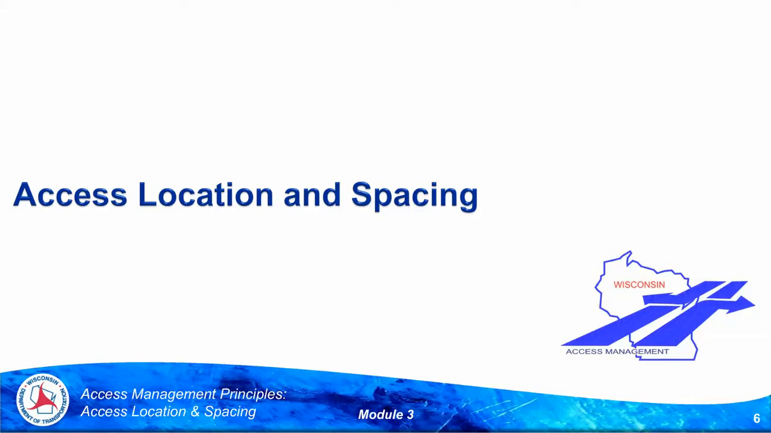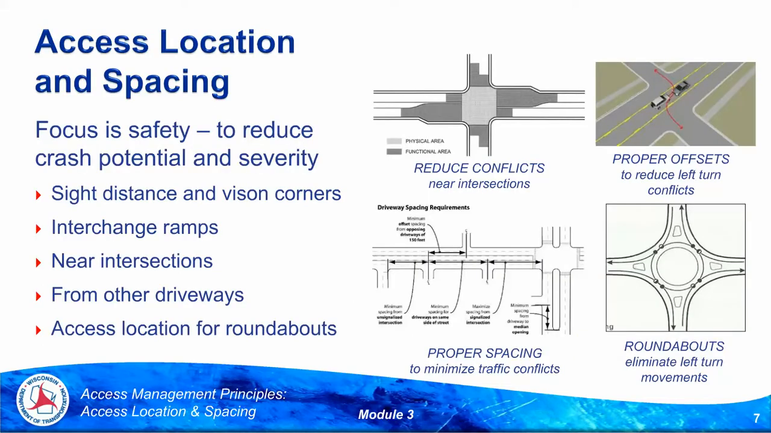Location and spacing. We'll have a brief discussion on that. Access, location, and spacing, like I'd said before, the focus is safety. We want to reduce conflicts as listed in the slide above. Essentially, get cars in and out of traffic as quickly and as safely as possible. So reducing the conflicts, having proper offsets, proper spacing.